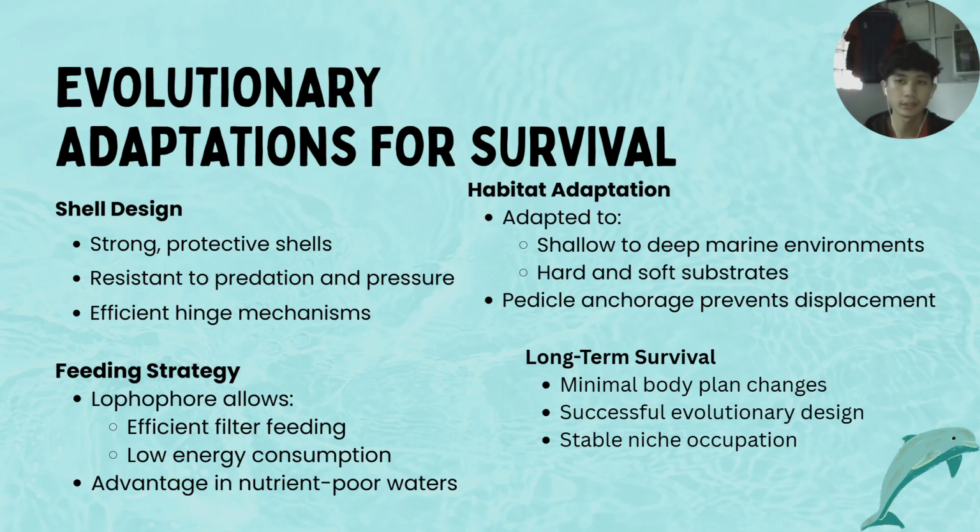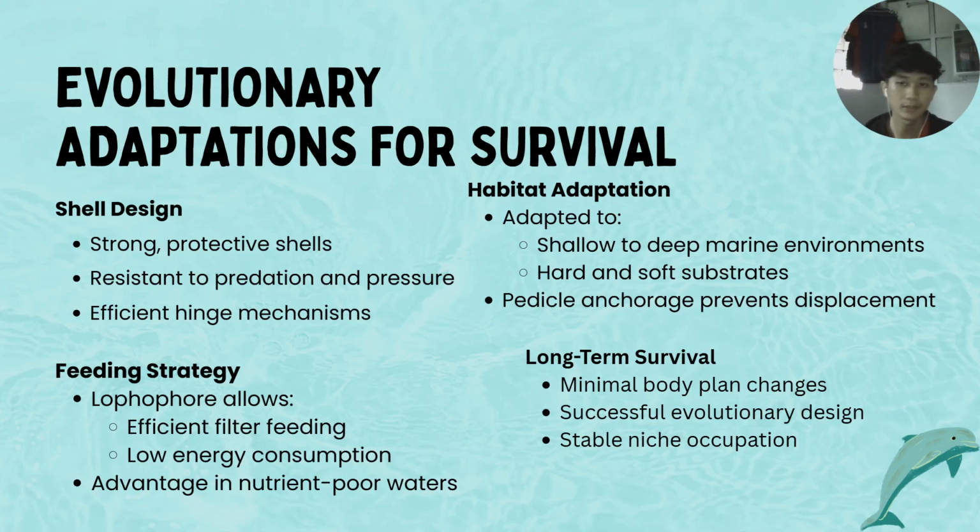Okay, so finally, I will discuss the evolutionary adaptations that have allowed lamp shells to survive for millions of years. So the first one is shell design. The first point is strong protective shells. Second is resistant to predation and pressure. And last but not least is efficient hinge mechanism.